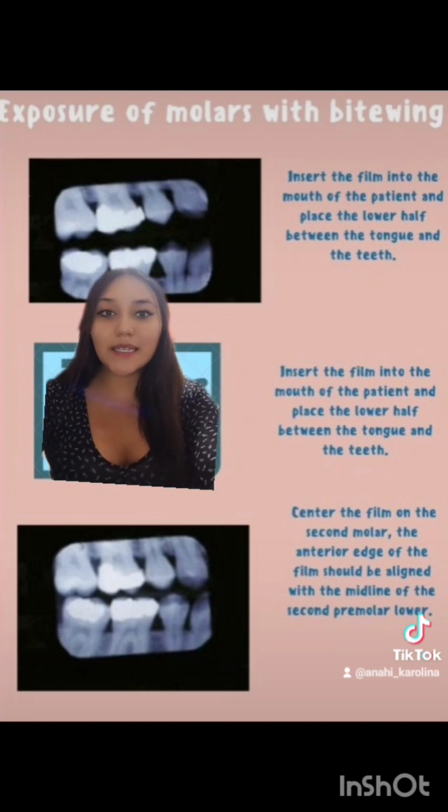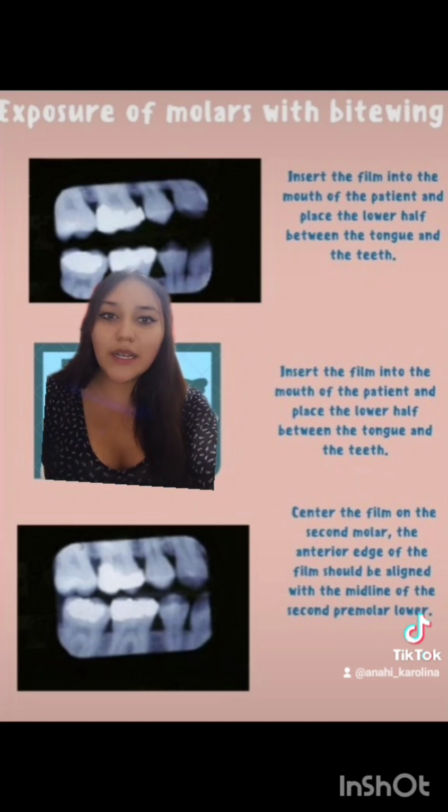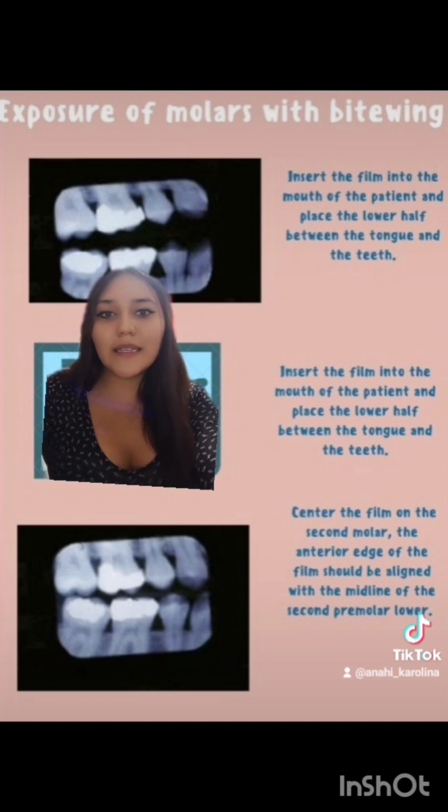The eighth step is to insert the film into the mouth of the patient and place it. We can have the center of the film at the second molar, and the anterior edge of the film should be aligned with the middle of the second premolar level.